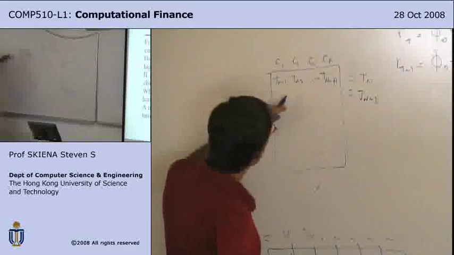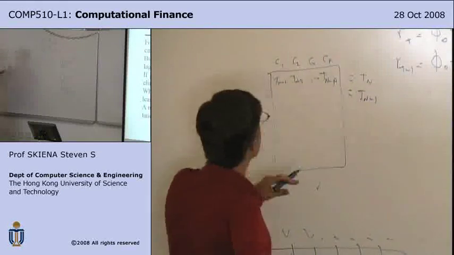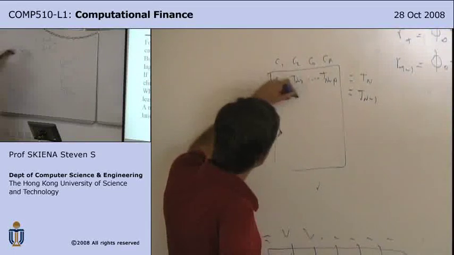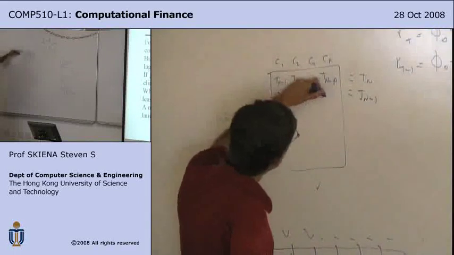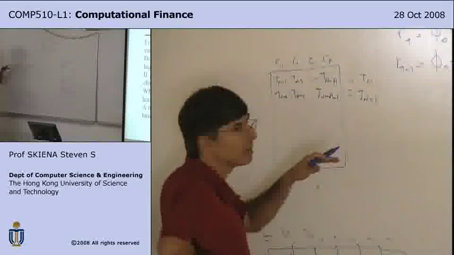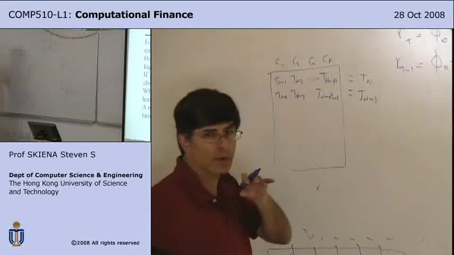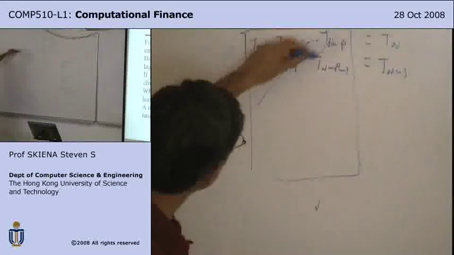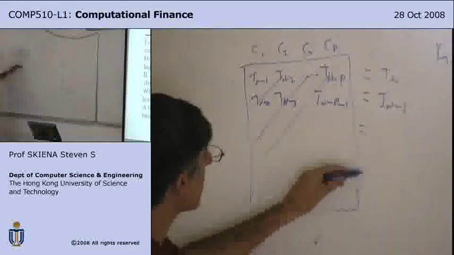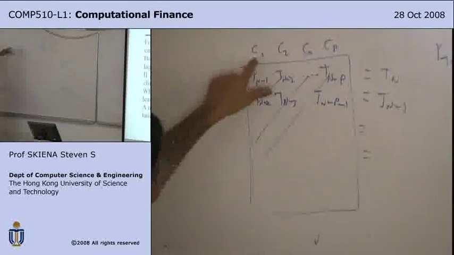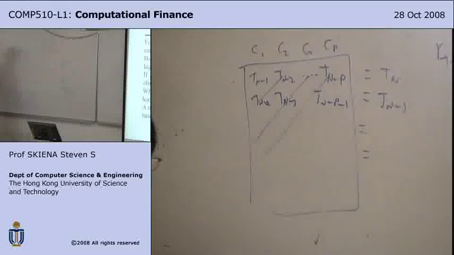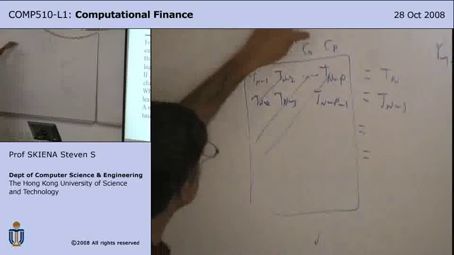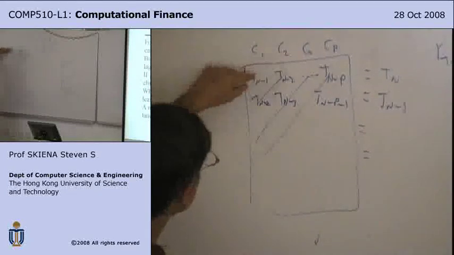Tn minus 1 is going to depend upon the p values before it. So that's going to be Tn minus 2, Tn minus 3, up to Tn minus p minus 1. Does everybody see this idea? We can build a matrix which has this banded structure to it, with the property that if we want to figure out what these constants are, the problem reduces to finding which constants times these values.